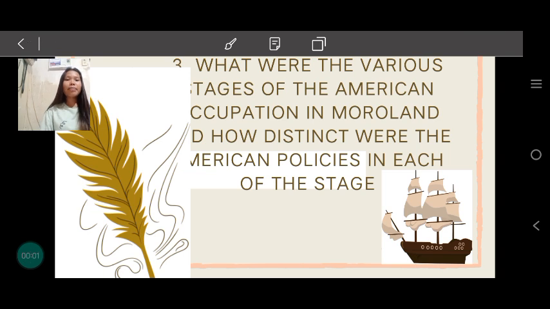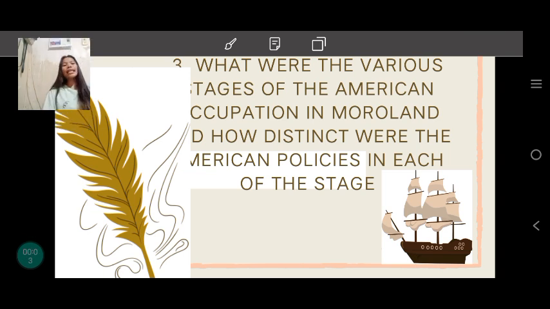Blessed day, everyone. My name is Elnalyn Delas Peñas, and I will be discussing Module 9, the American Colonial Period. I am assigned to discuss objective number 3. What were the various stages of the American occupation in Moreland and how distinct were the American policies in each of the stages?